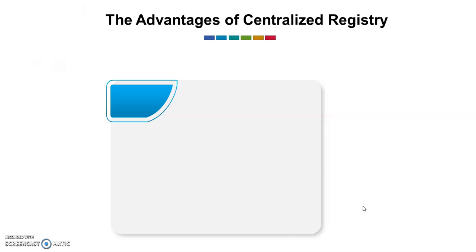Definitely there will be advantages of having the centralized registry. However, you must remember that these advantages or benefits of using the centralized registry can be effective if it is suitable to the size of the organization. And again, the centralized registry might be suitable for small and medium size organizations. So what are the advantages offered by having the centralized registry?